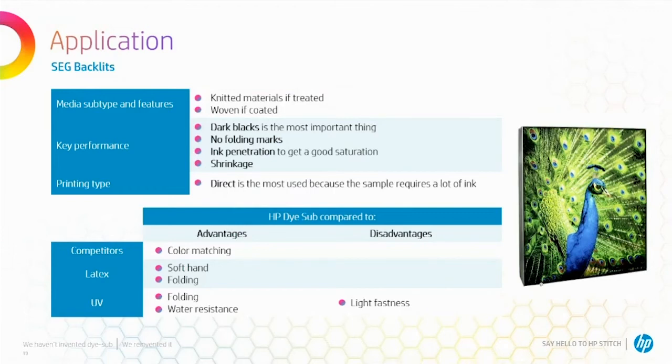So what are the advantages versus our competitors, or latex or UV? I've listed a couple there: color matching, soft hand, folding, water resistance. Disadvantages, you're going to see this a lot, is going to be light fastness. But honestly, I don't know of a lot of people that put soft signage backlit outdoors. If it's going to be an outdoor backlit, like at a bus stop, it's going to be a hard good.